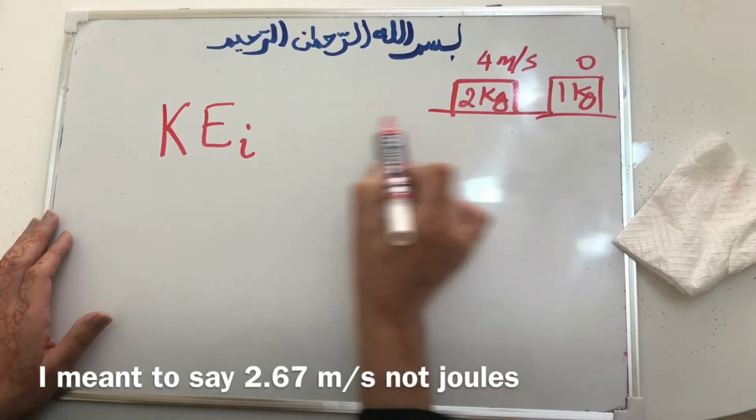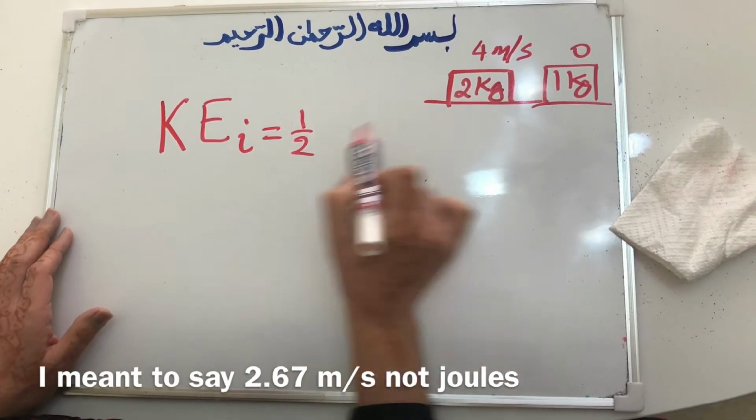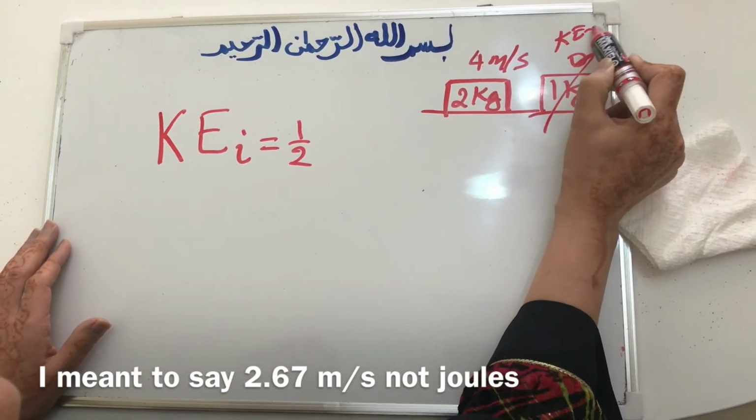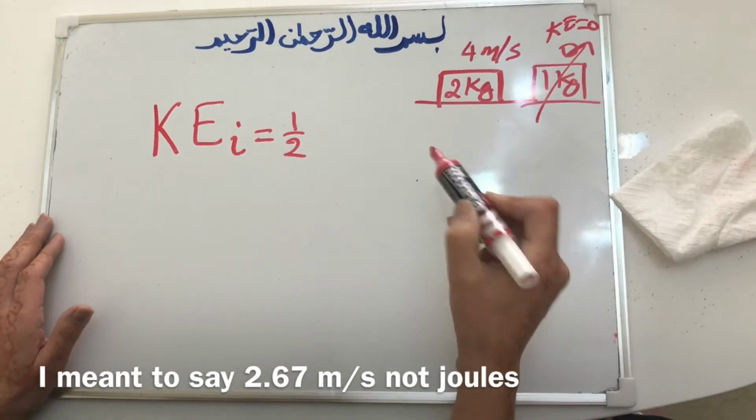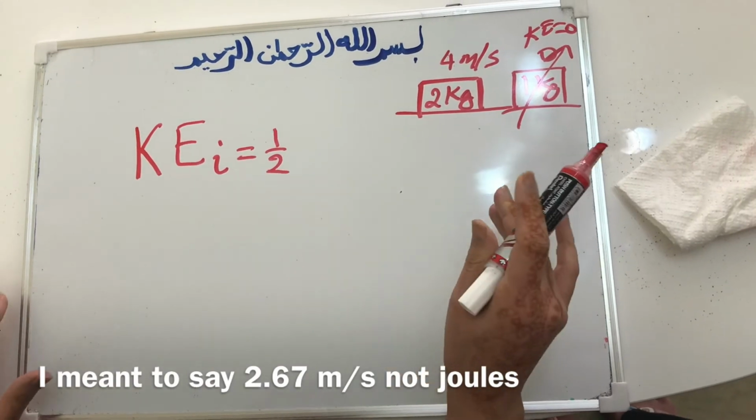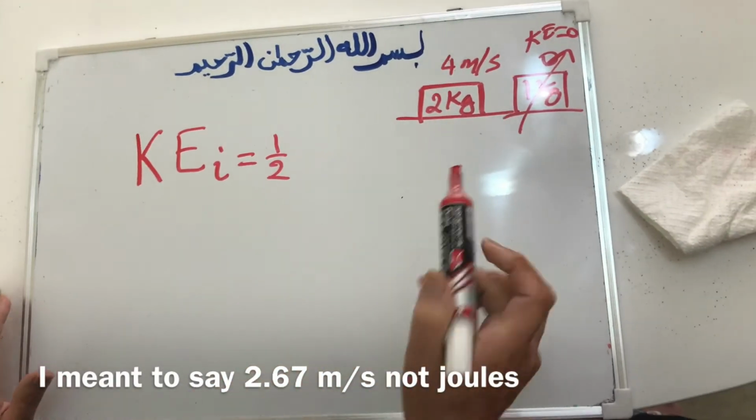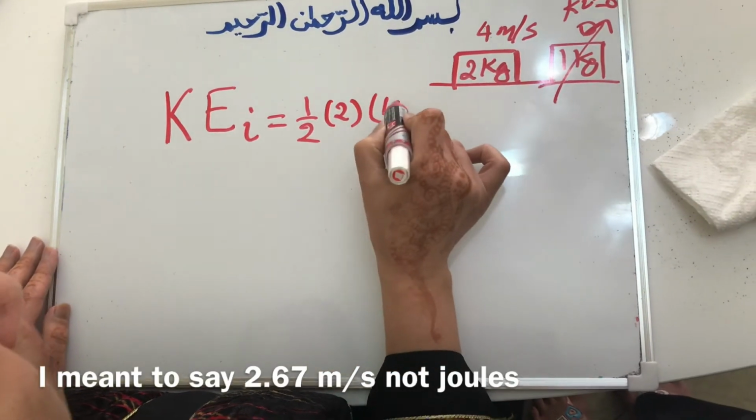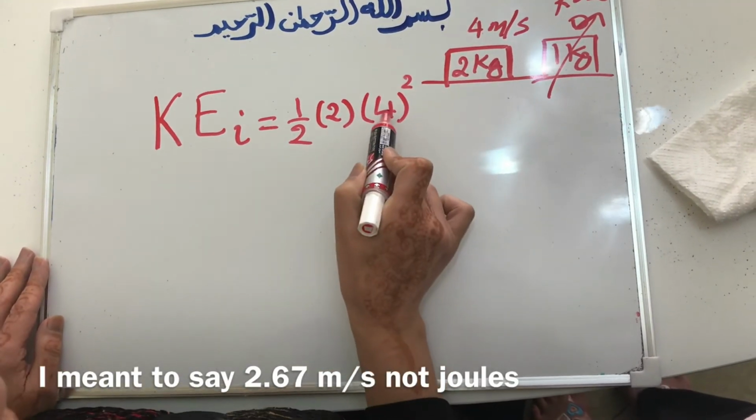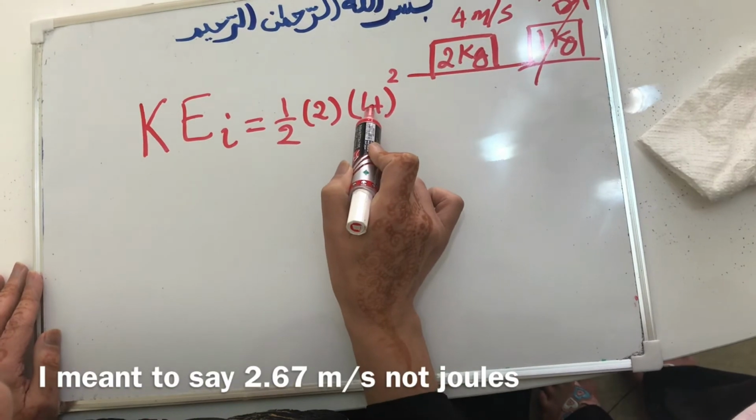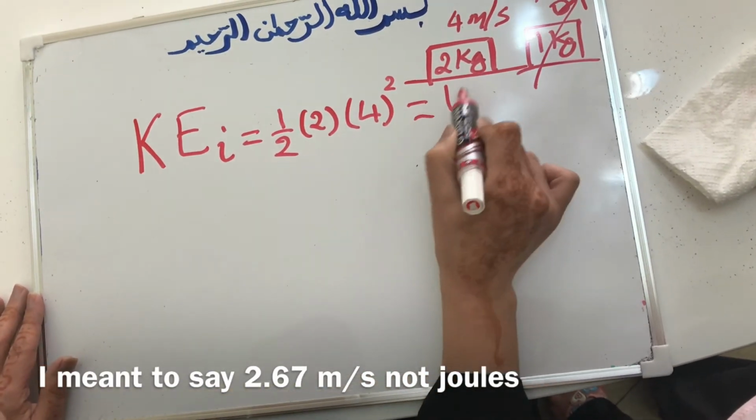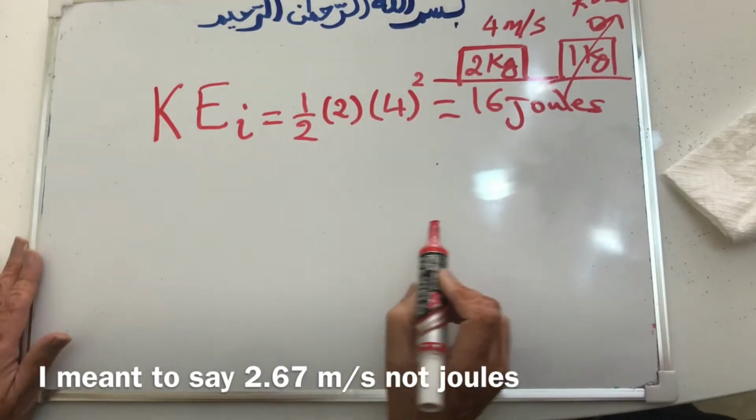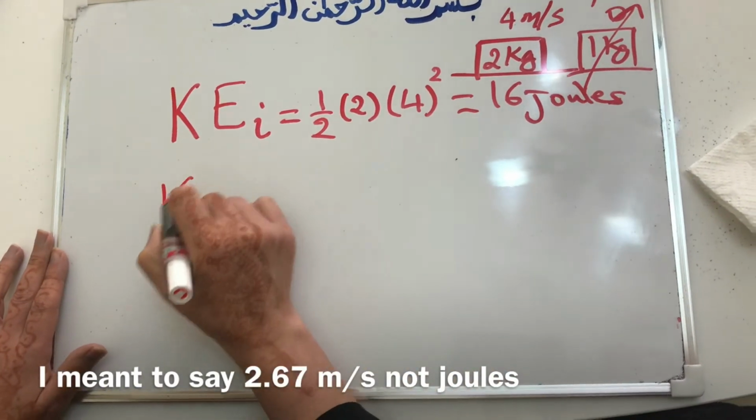So what is the kinetic energy? It's going to be half. This doesn't have any kinetic energy. Kinetic energy here is 0 because it's not moving. You know that kinetic energy is the energy that is related to motion. And then here half, 2, and then 4, we square the 4, it will give me a 16. The 2 and the 2 cancel out, so it's 16 joules.